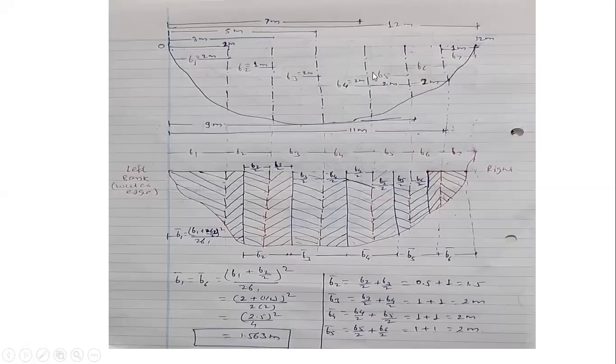Whereas the next one is at 7 meters from the left water edge. So this is at 7 meters, and the previous one was at 5 meters. It means the distance between those two is once again 2 meters. So I have considered B4 as 2 meters.